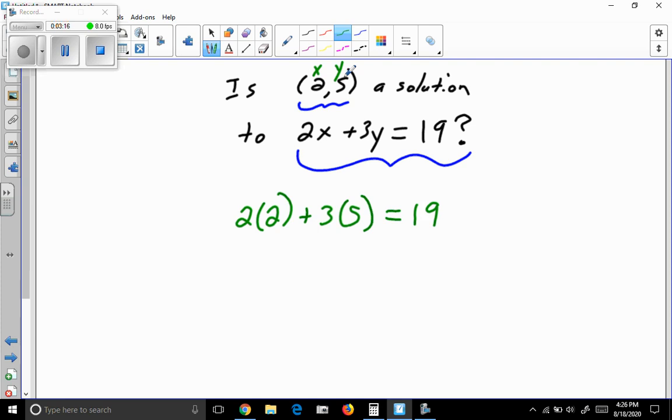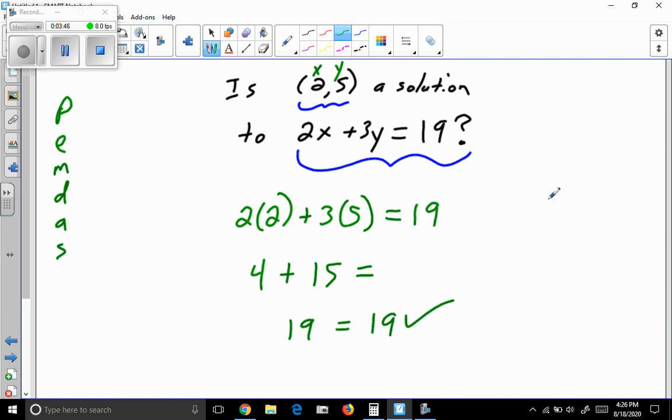So we have to use our order of operation. Before we add, we have to multiply. You might remember, please excuse my dear Aunt Sally. There, inside the parentheses, there are no operations to do. There are no exponents, so we multiply. 2 times 2, and 3 times 5. And then 4 plus 15 is 19. And that's what we have on the other side. So yes, that ordered pair is a solution to that equation. And we could plug in other ordered pairs to see which ordered pairs make that equation work.